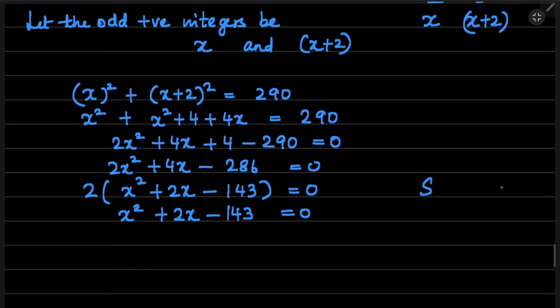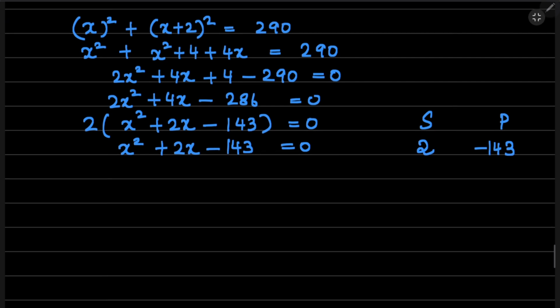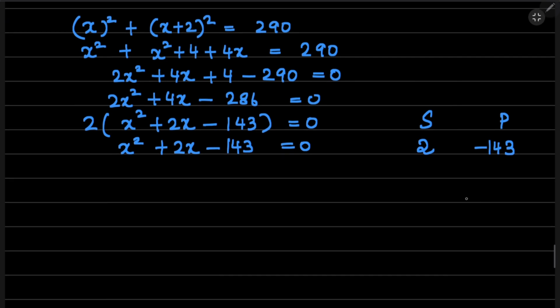Right? So your sum and a product. Sum is plus 2, product is minus 143. So what are the two numbers? It will be 11 and 13. Okay, 11 into 13 is 143. If I put a negative sign to the smaller number, then the sum would be positive.